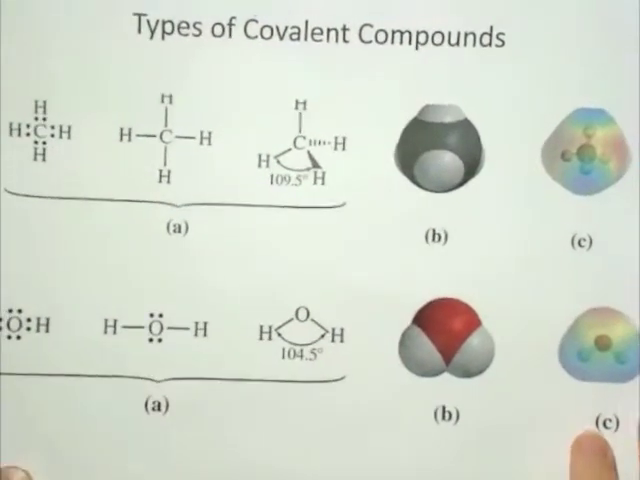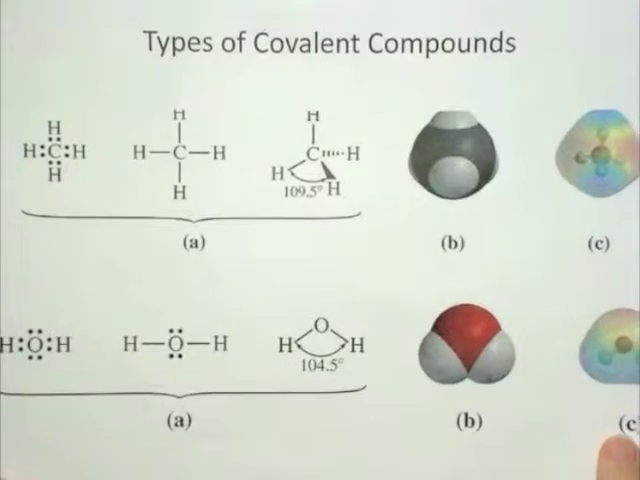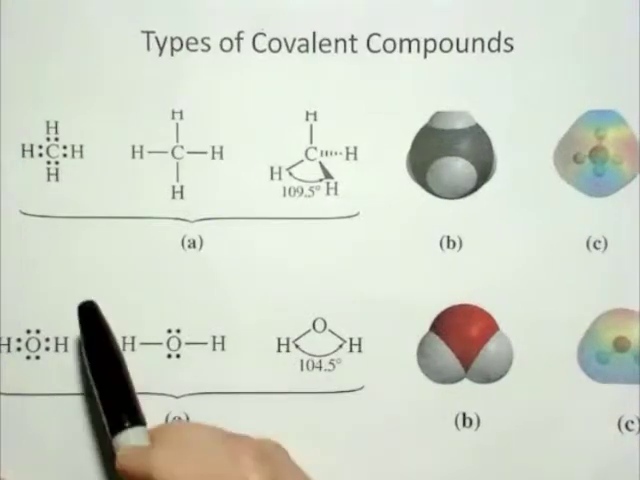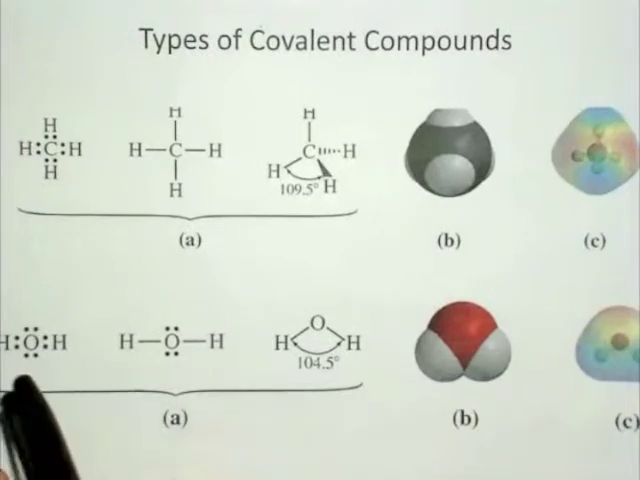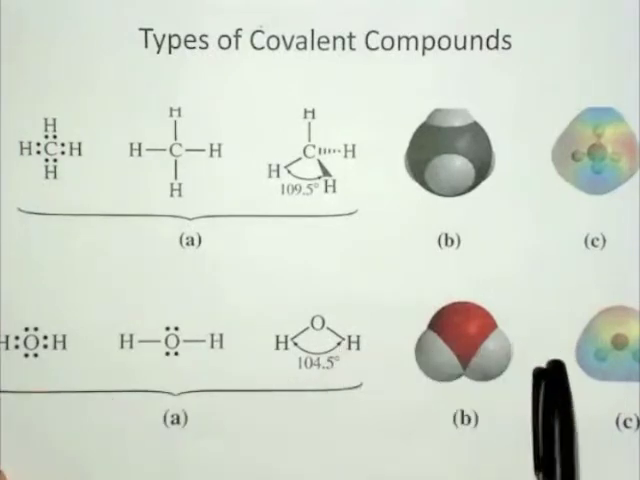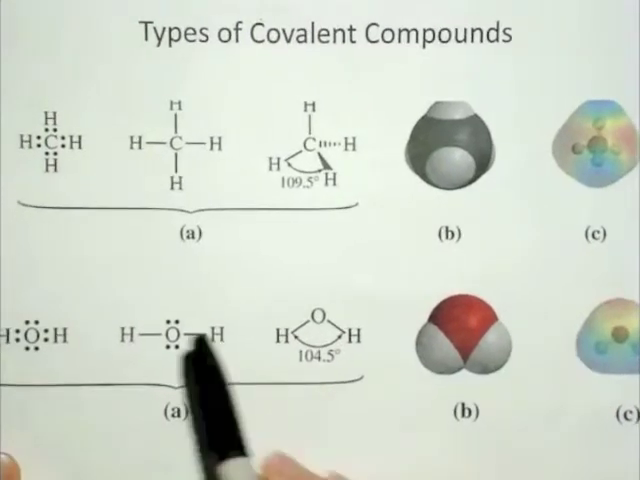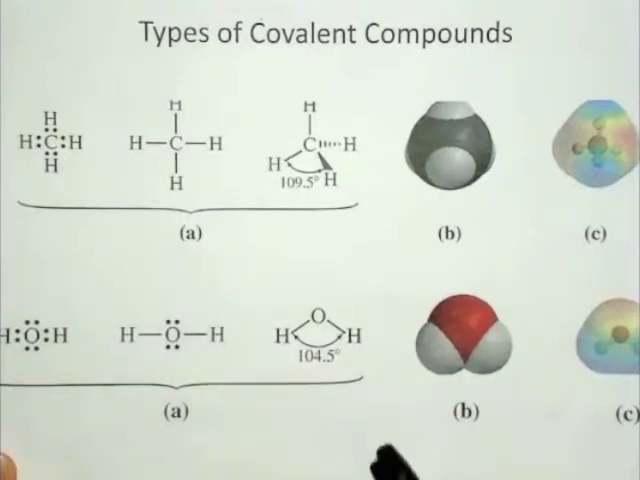So therefore, we're going to end up with different types of covalent compounds. In these two cases, we're just looking at methane, and these are all the different ways we can represent methane. And this is water, all the different ways we can represent water. We represent them in these different ways depending on the point that we're trying to make.